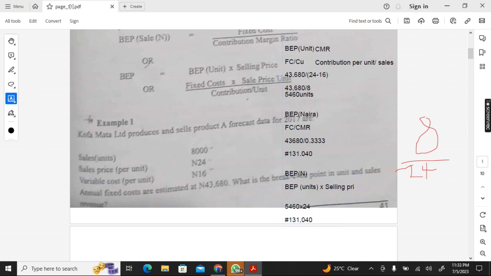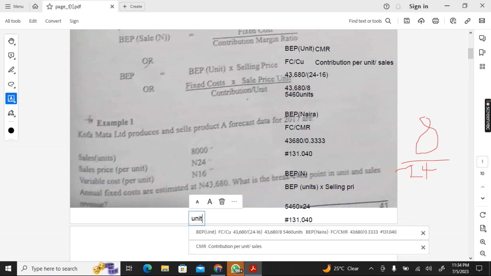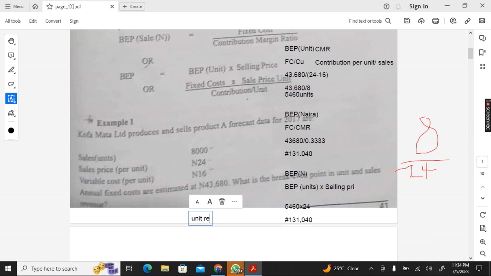So now the formula for that one, the units required, is: units required equals fixed cost plus profit before tax.